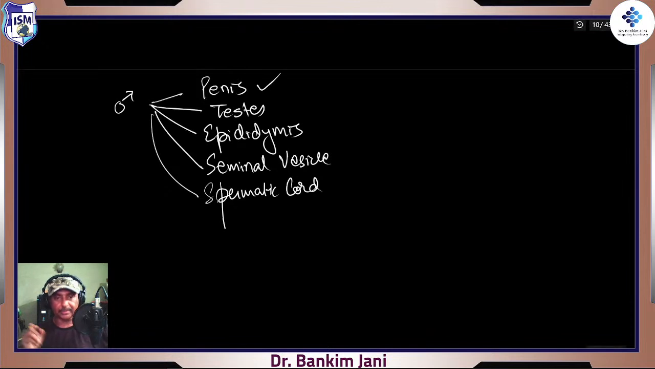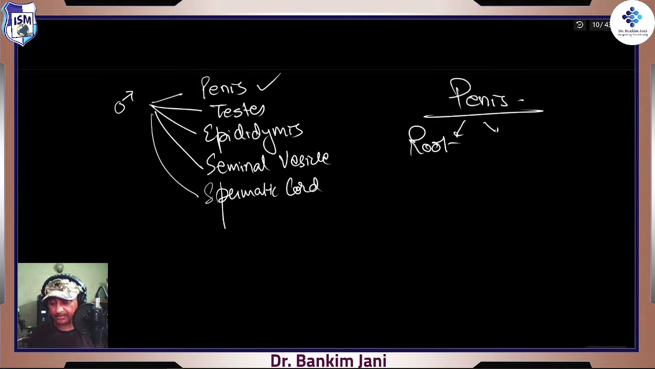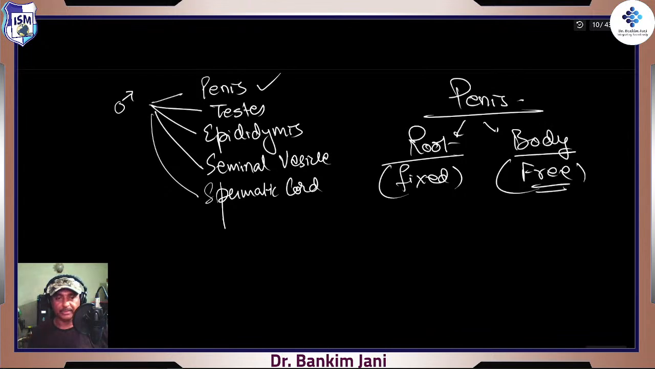Okay, so let's start. In the male, the penis is divided into two parts. One part is called the root of the penis, and this root is fixed. The body of the penis is free. The entire erectile tissue starts actually from the root.